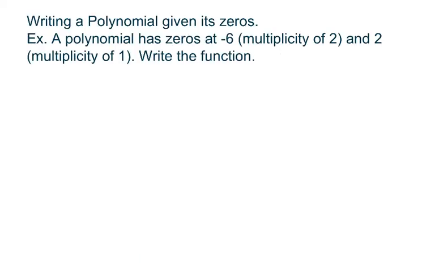Alright, we're going to do the same thing with this one. This time we're talking about some multiplicities. So a polynomial has a zero at negative 6 with a multiplicity of 2, meaning that it occurs twice, and a zero at 2 with a multiplicity of 1, so it only happens once.